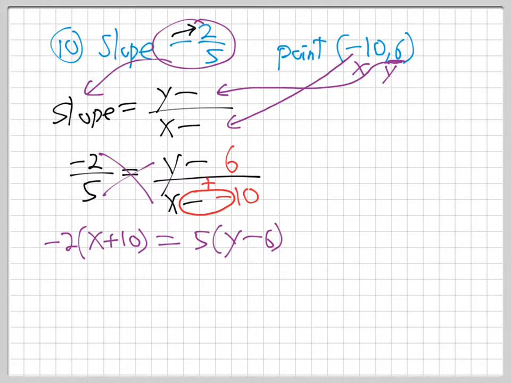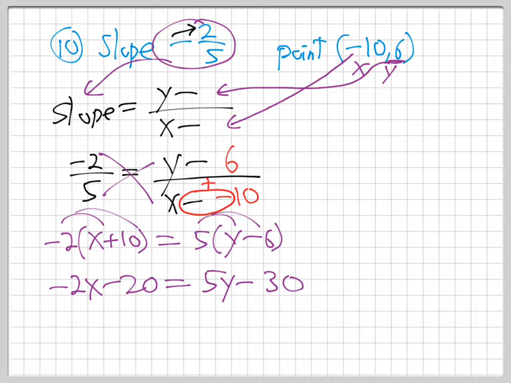So, okay. And now let's distribute. Minus 2x minus 20. Boom and a boom. 5y minus 30. We good to there? Now, they're going to make us do something different at this point. Let me show you. So everybody good to there? Questions to that point?